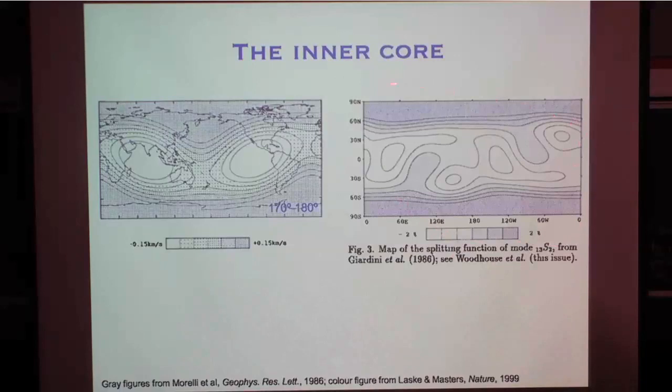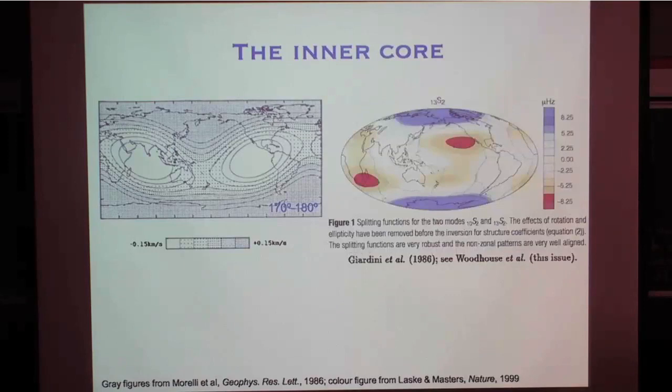Here we have a terrible grayscale splitting function. We remember from Miyake's lecture that splitting functions told us about how one normal mode sees the planet. So a splitting function is your depth integrated view at each point on the surface of a sphere. How does one particular mode see the planet? And this is for mode 13S2. So I'm now showing you 13S2 from a color paper. We have moved on out of the 1980s. And what you see in both the grayscale and in the color is broadly a stripy pattern.